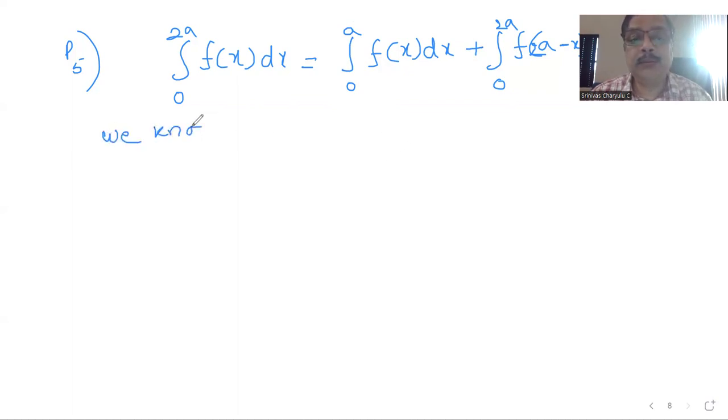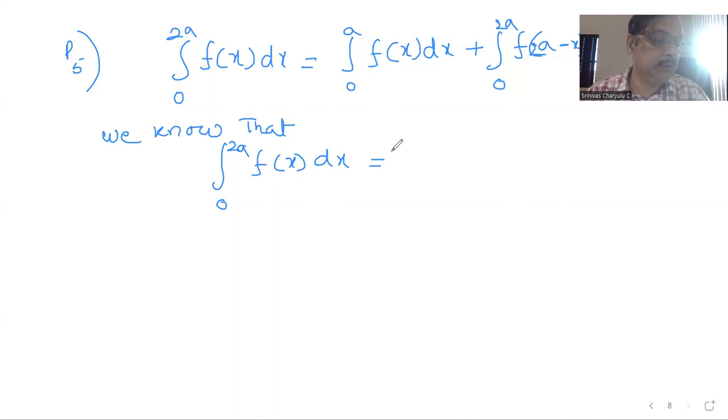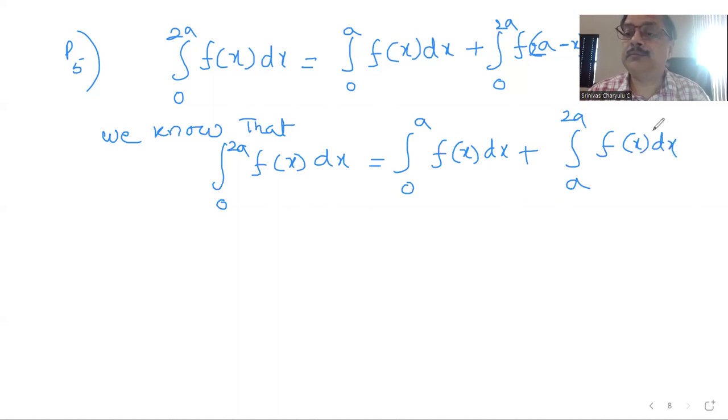We know that integral 0 to 2a f of x dx is equal to integral 0 to a f of x dx plus integral a to 2a f of x dx. This we know because, instead of directly going from 0 to 2a, you can stop in between at one point called a. Again from a to 2a you can go like this. This is 2a, this is a, this is 0. 0 to a to 2a. That is what we have written here.